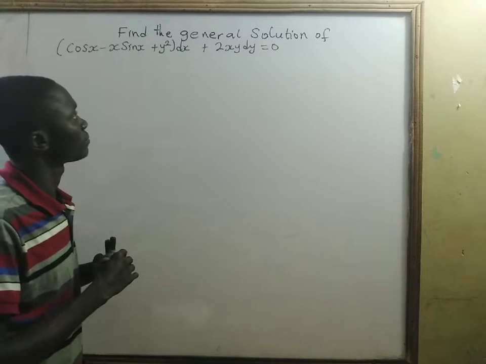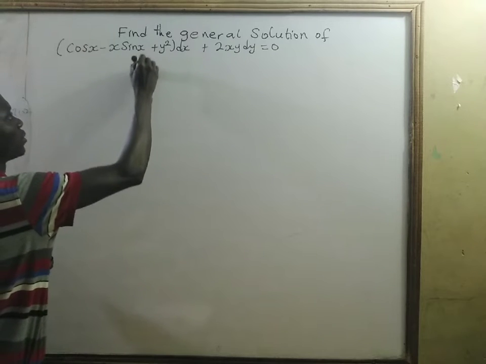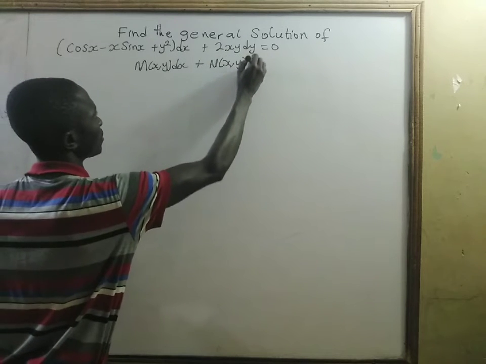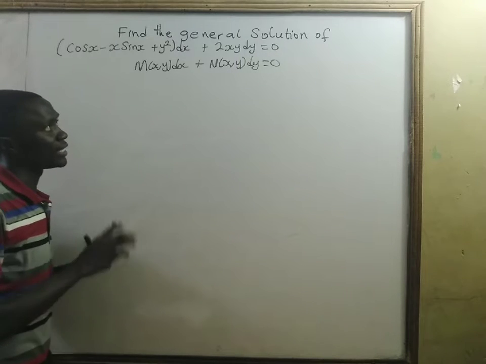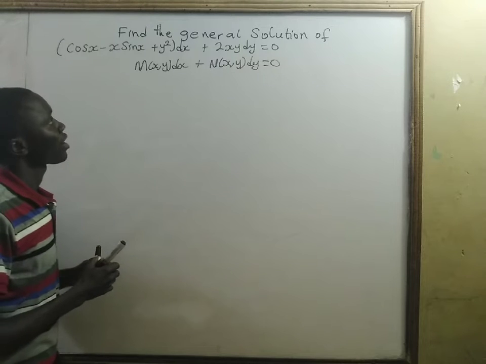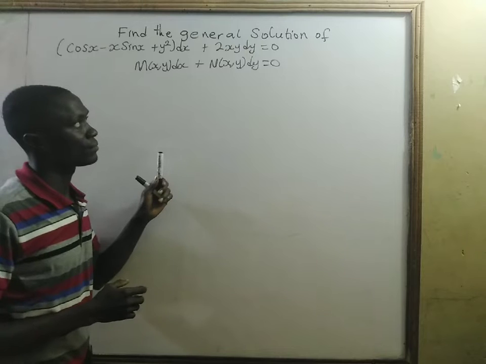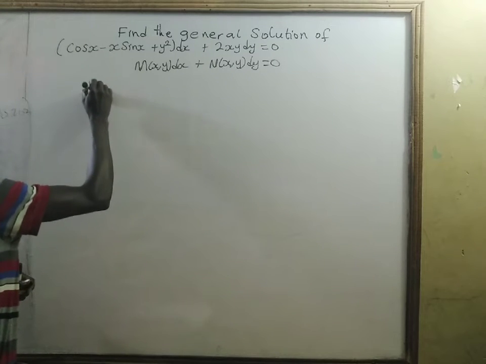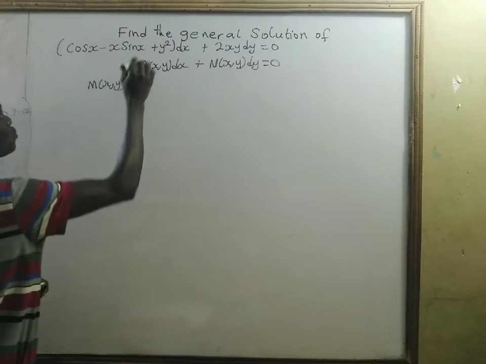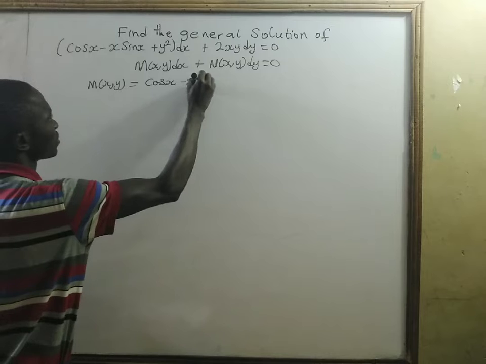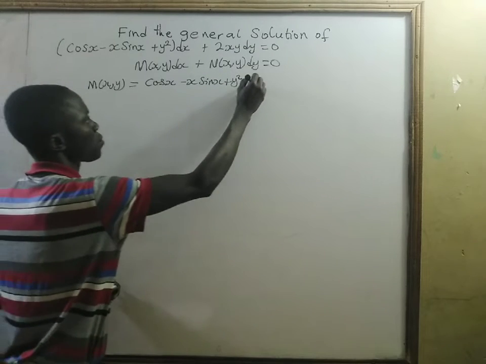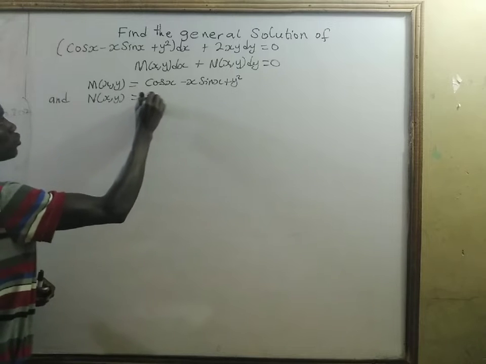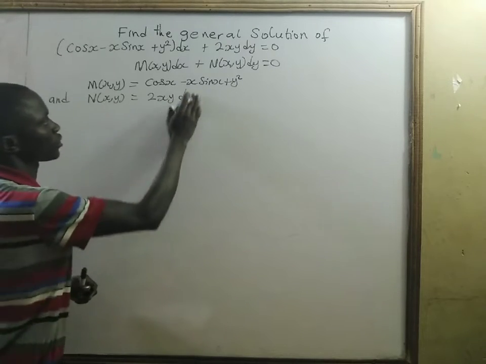Now, if you look at this question, it is in the form M(x,y) dx + N(x,y) dy = 0, which is a differential equation. For this differential equation, let us verify whether it is exact or non-exact. We take M(x,y) = cos x − x sin x + y², and N(x,y) = 2xy.